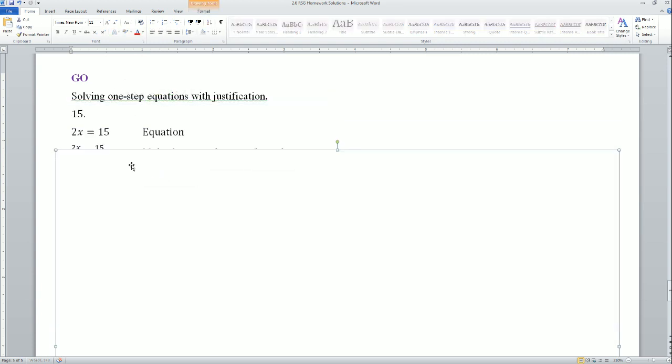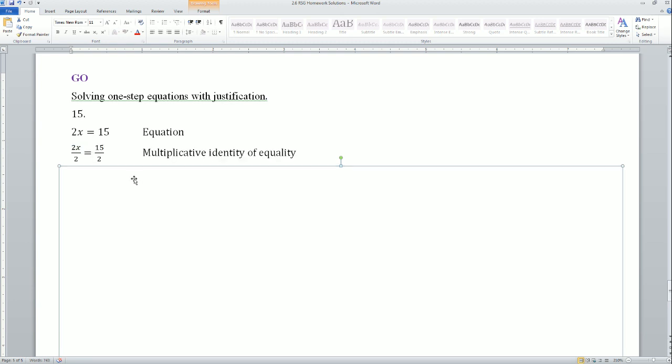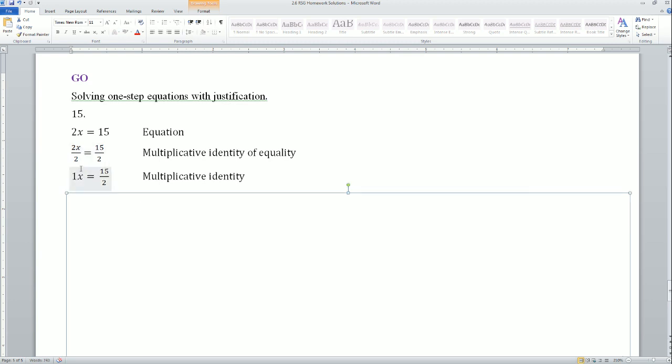Alright. 15. 2x equals 15, that's your original equation. Divide by 2, which is the multiplicative identity of equalities. 2 over 2 is 1, that's why you get your 1x. That is your multiplicative identity. 1x equals 15 over 2.